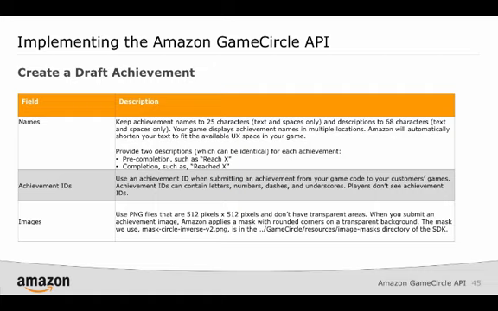Achievement IDs are not displayed to players. They can contain letters, numbers, dashes, or underscores. Images should be PNG format, 512 by 512 pixels in size, and contain no transparency. Upon submission, a circle mask with a transparent background will be applied to your achievement image. You can find the mask we use in the GameCircle resources directory of the SDK.